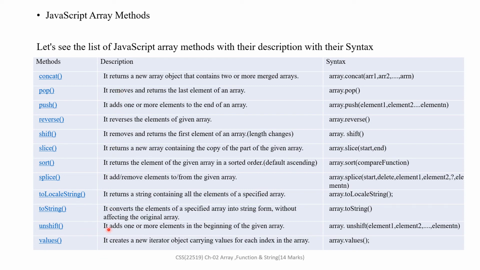Okay, the last method is the values method. It creates a new iterator object carrying values for each index in the array. The syntax for values is array.values. These are the different array methods used by JavaScript.